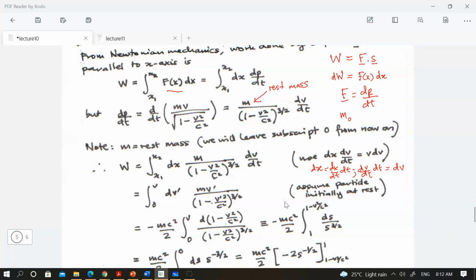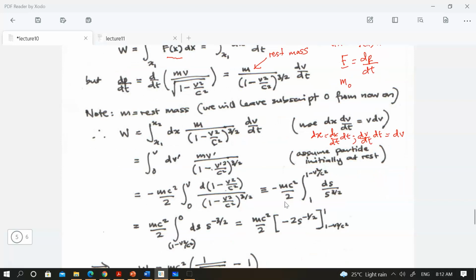And to make sure that we want the final expression to be dependent on v, we change the integration variable from v to v dash. This is just to make it different from the final expression.